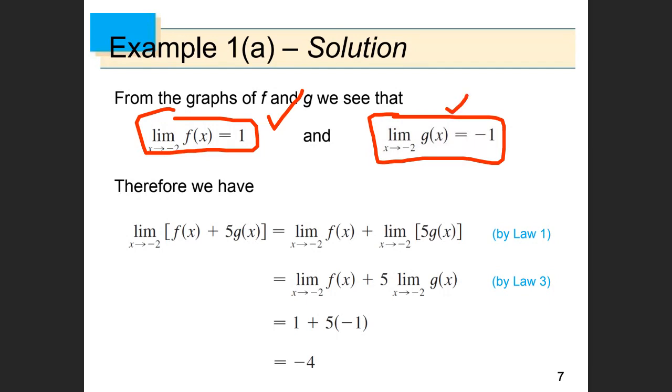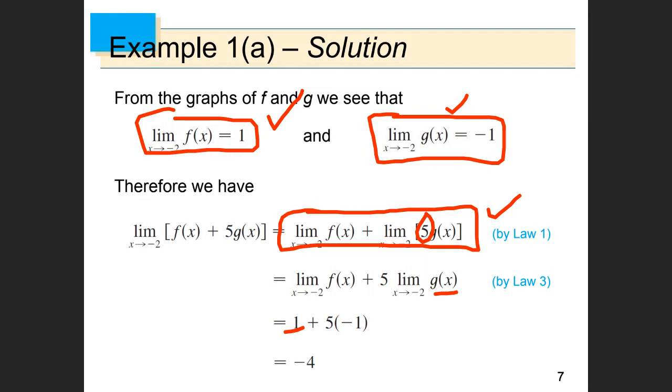Only then are you allowed to apply law 1, which is the sum law. Once I see you writing this, I assume that you've done your check and the two limits actually exist. Your next step, after you've seen they exist, is to take the 5 in front of the limit, because of the constant multiple law. We've already seen that the limit as x approaches -2 of f is 1, and for g of x it is -1. So 1 plus 5 times -1, which is -4. There you go. Having a numerical output means that the limit exists.